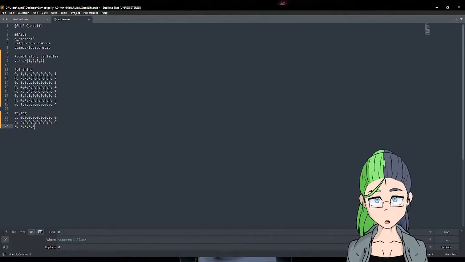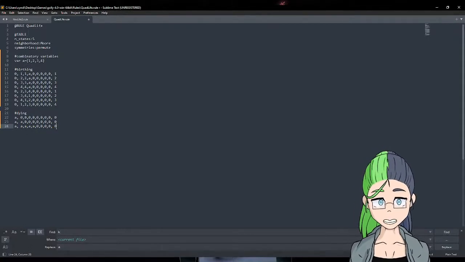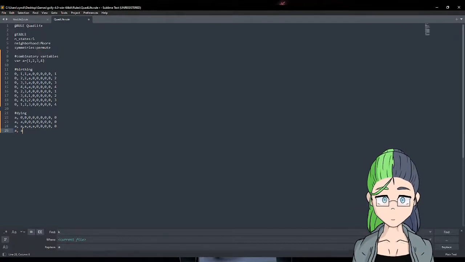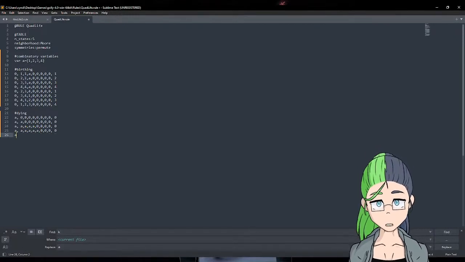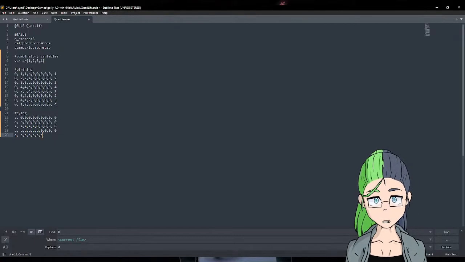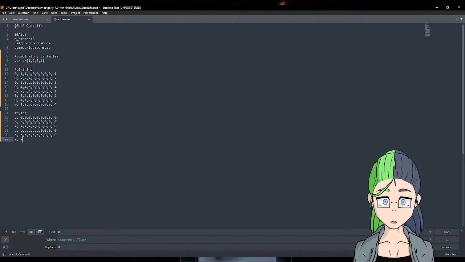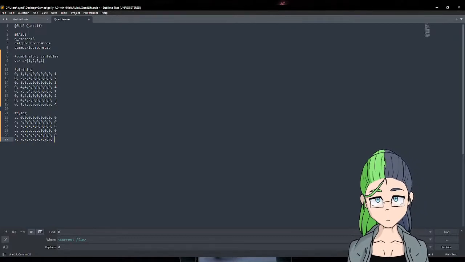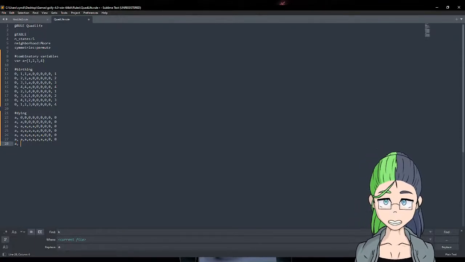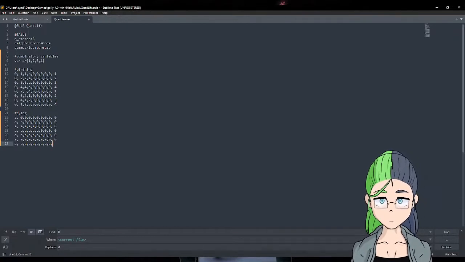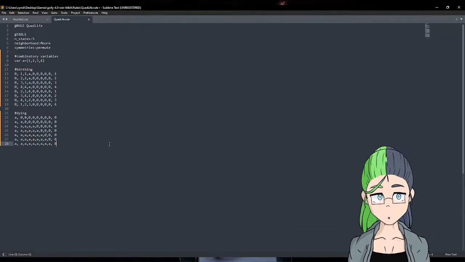Okay, and then it also dies if it has four neighbors. And if it has five neighbors. And if it has six neighbors. And if it has seven neighbors. And if it has eight neighbors. Boom. I think that's literally all of it.